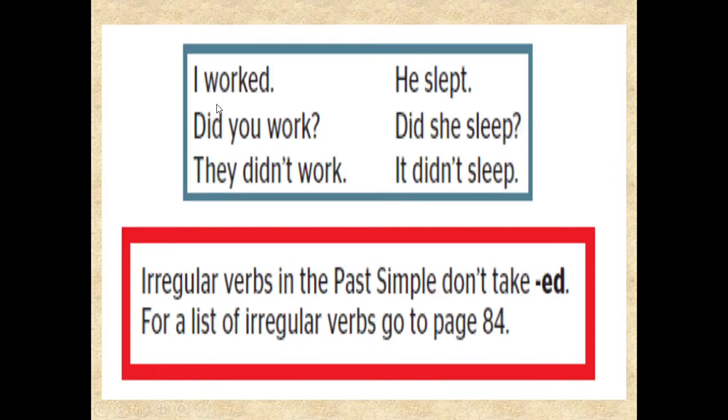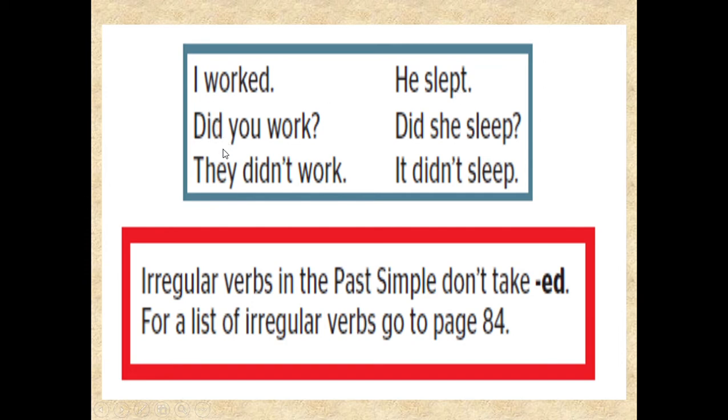How can we form it? We can form the past simple tense by giving the second form, by adding d or ed or ied. The irregular verbs in the past simple don't take ed. For a list of irregular verbs, go to page 84. But the regular verbs can accept d or ed or ied. Like I worked; he slept, it's irregular.